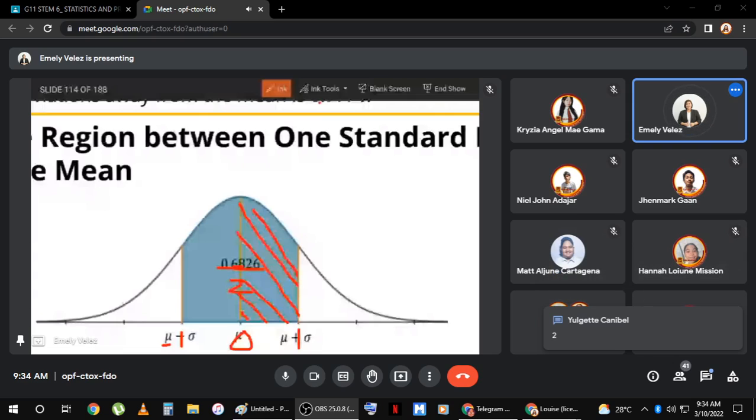So the measurement from 0, the mean, going to 1 is 0.3413. Can you follow? Right now, let's check if this value is correct.